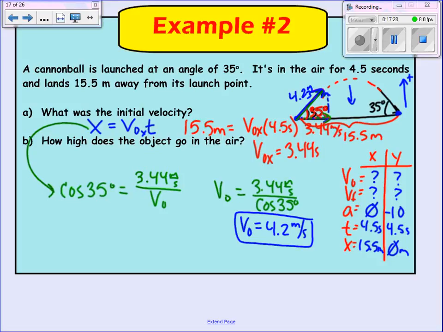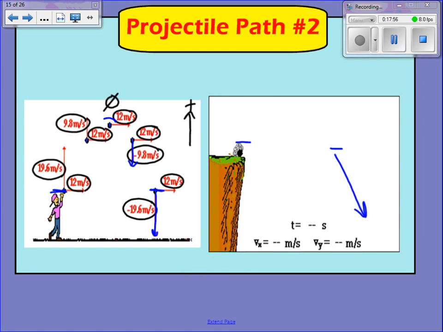All right, now let's go ahead and solve for letter B. How high does the object go in the air? In other words, it wants to know what its max height is, which is right there at the top. Now, what do we know about the condition of the object when it's at its max height? Well, we know it's at its max height when the velocity in the y direction is equal to 0. Because remember, at the top of the pathway there is no y velocity. So it's 0 at that point.